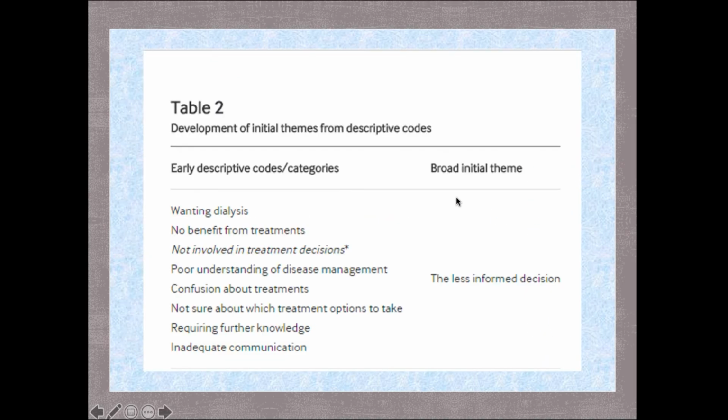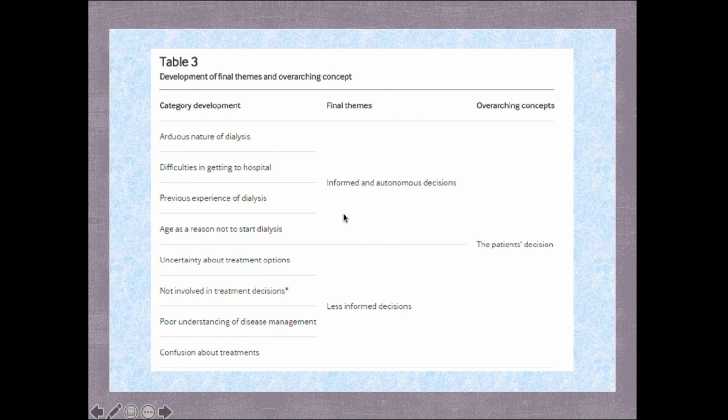So from those early codes, you may have a broad initial theme. So we say wanting dialysis, not benefiting from the treatment, not involved in a treatment decision, poor understanding of disease management, confusion about treatment, not sure which treatment option to take, requiring further knowledge, inadequate communication. So this could put them in one theme, the less informed decision. That person was not informed about the decision.